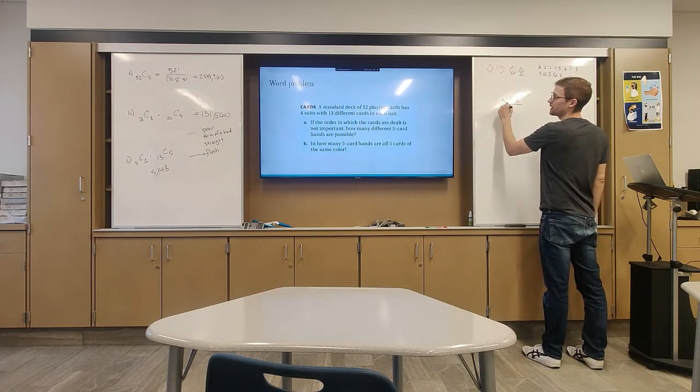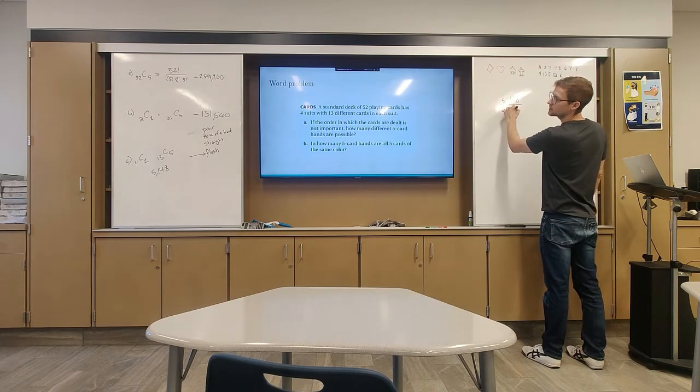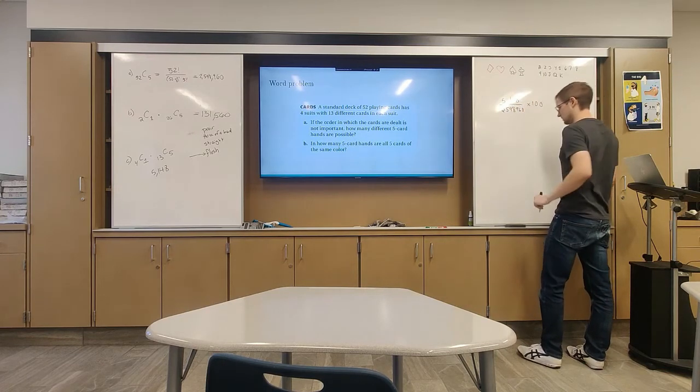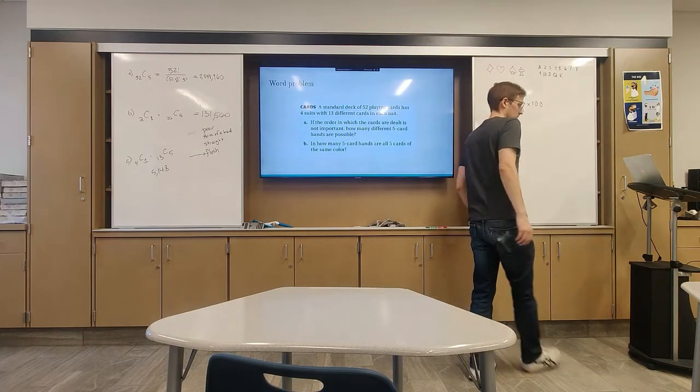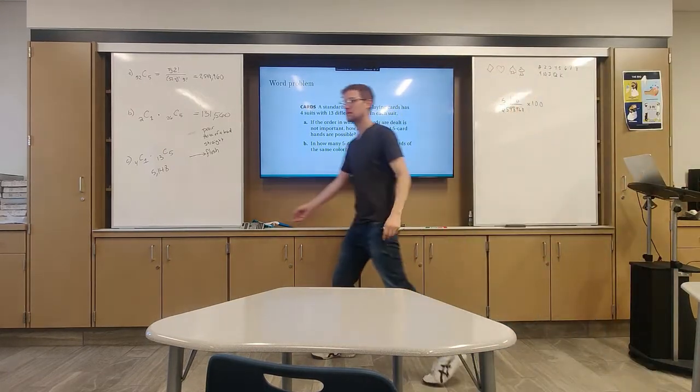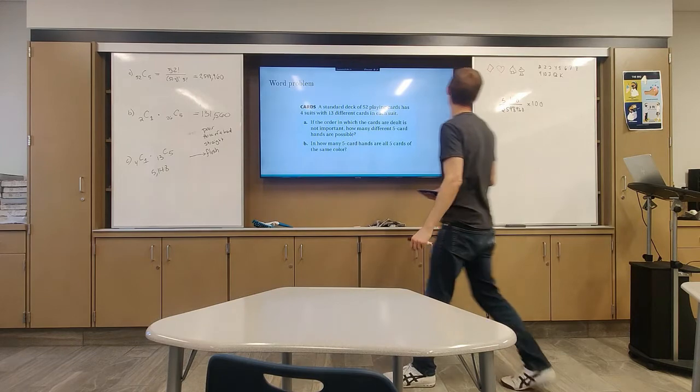5,148 divided by 2,598,960, and I multiply that by 100. 3.76. 3%. Where is it? You already did it? No, I thought you had worked it out.